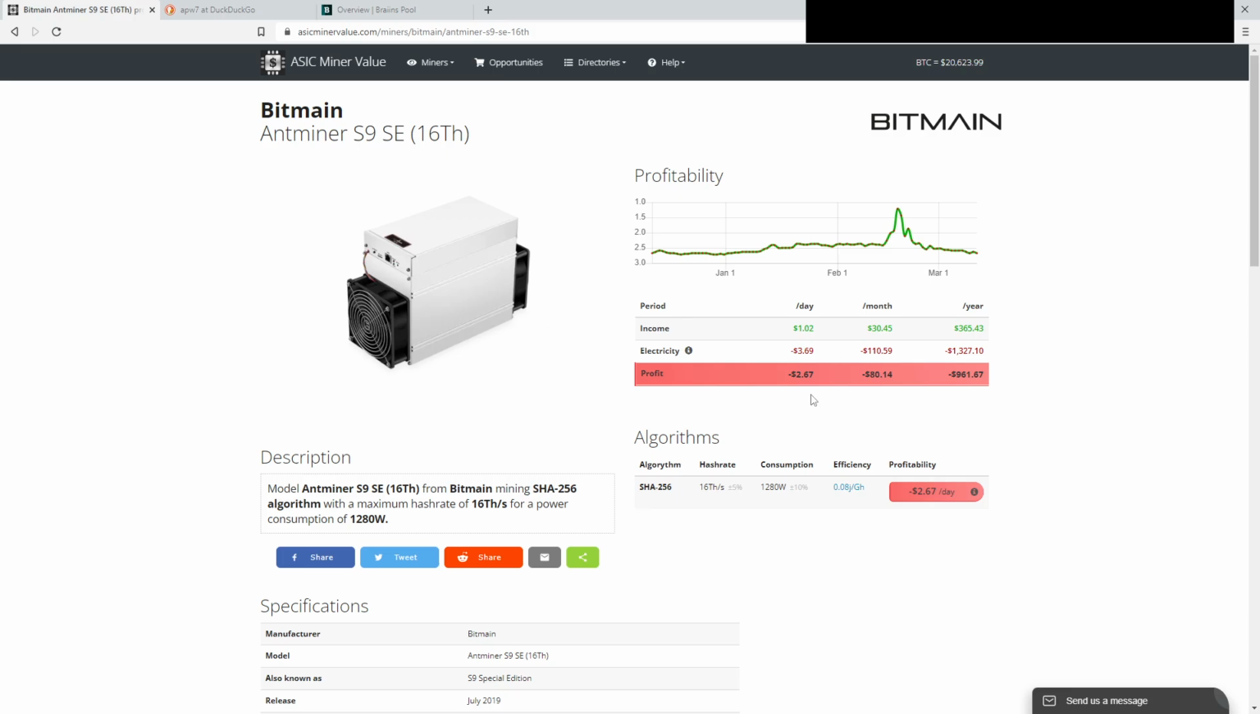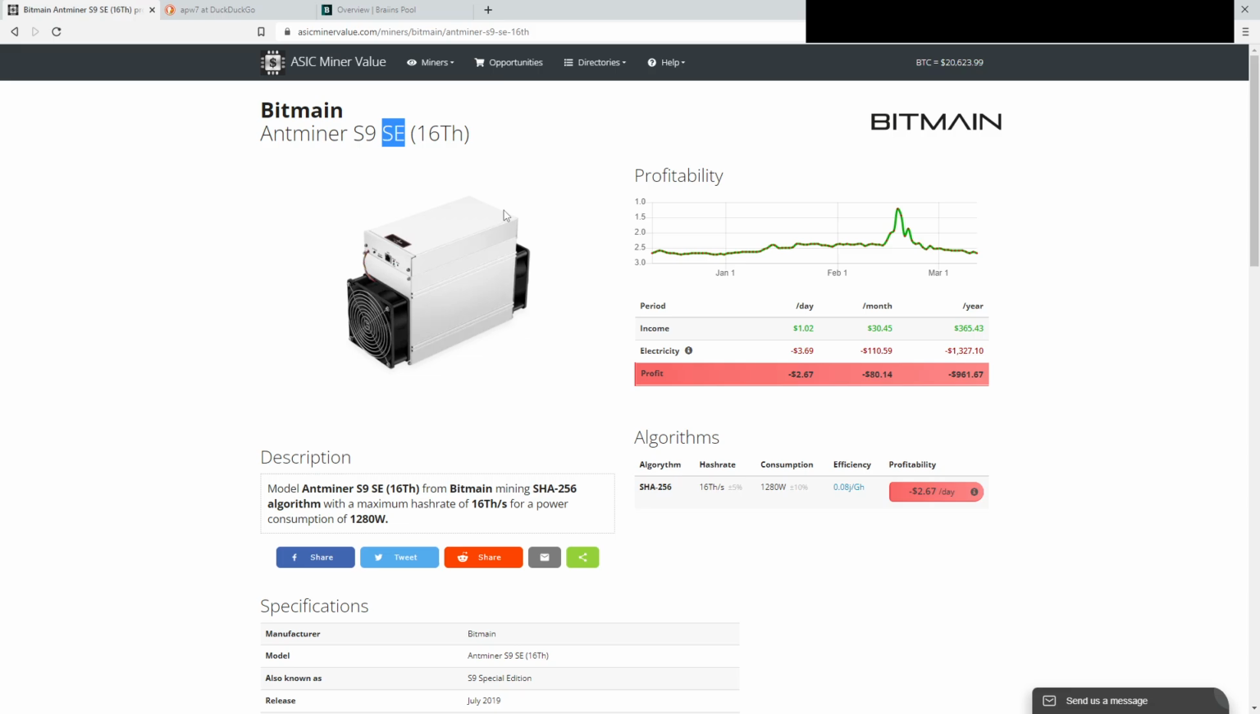As you can see, it's quite unprofitable. You lose quite a bit from running it. Based on our electrical rate, we pay around 12 cents per kilowatt. So, even if you got free electricity, the most you'd make per year with this miner is $365 a year. Now, there are some special things about this miner, no pun intended, or actually pun fully intended, as it's called Special Edition.